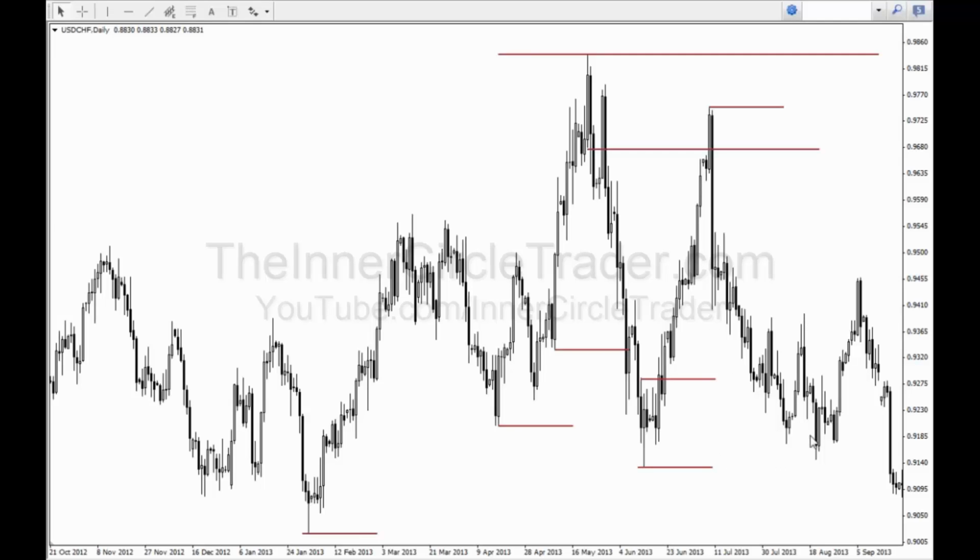Price comes down. Does it break this low? No. What does it do? It rallies once more. Why is it rallying up here? We have a high here. We have a short-term high here. This is a bearish order block that it trades back into. This is a bearish order block that it trades back into.